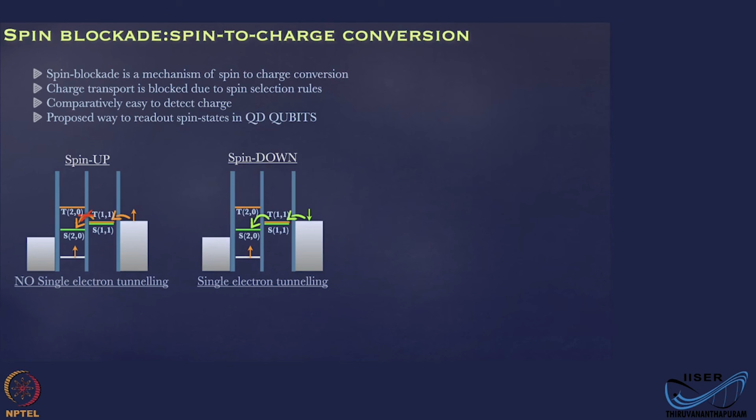Now, why am I saying it is spin to charge conversion? Because whether the state has spin up or spin down, it's going to affect the transport through the system, or it's going to affect the tunneling of electrons from one dot to the other dot. So just by detecting that tunneling event, or the presence or absence of that tunneling event, you can tell what spin state the electron got, okay. Or you can tell whether the system is in the 1-1 singlet state or 1-1 triplet state.